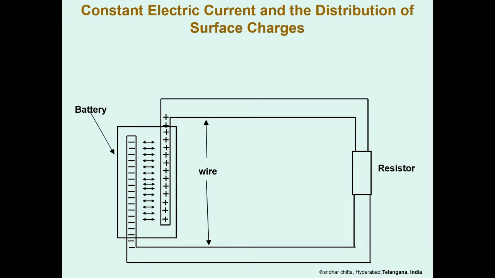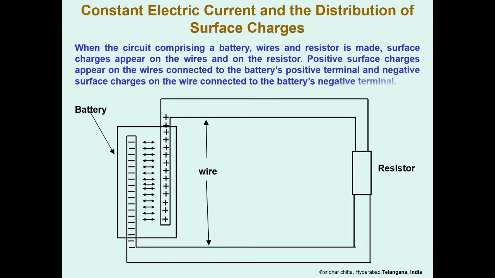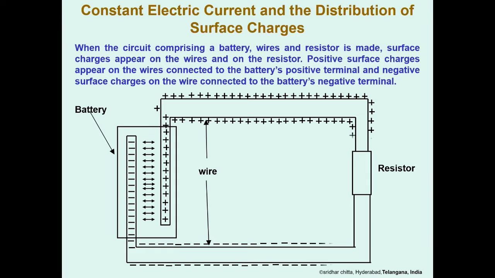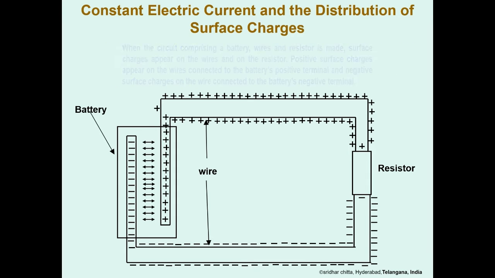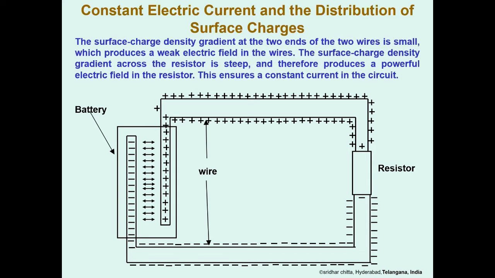Constant electric current and the distribution of surface charges. When the circuit comprising a battery, wires, and resistor is made, surface charges appear on the wires and on the resistor. Positive surface charges appear on the wires connected to the battery's positive terminal, and negative surface charges on the wire connected to the battery's negative terminal.